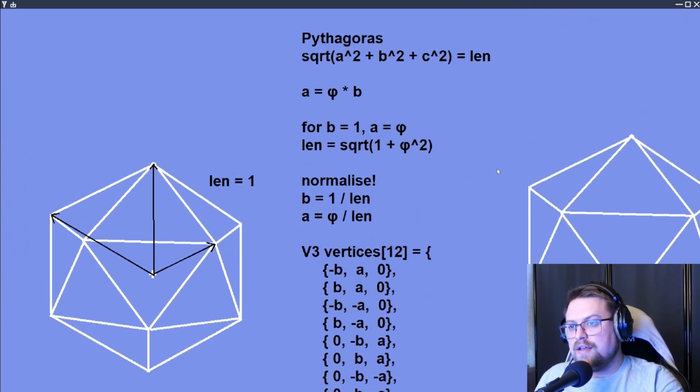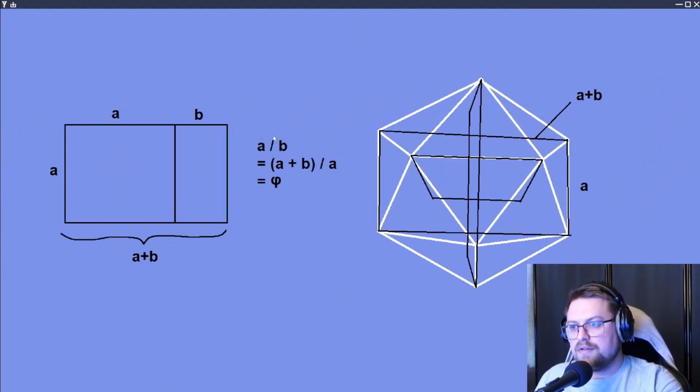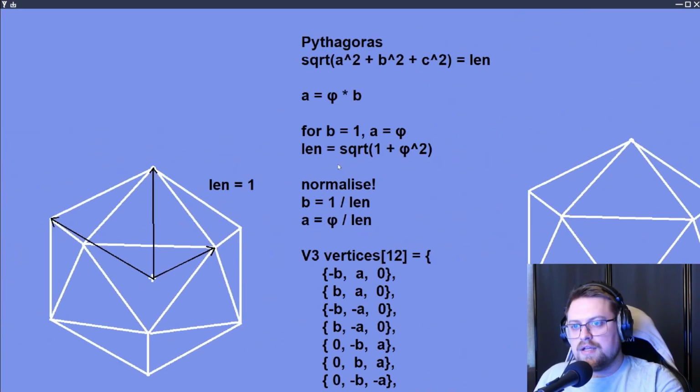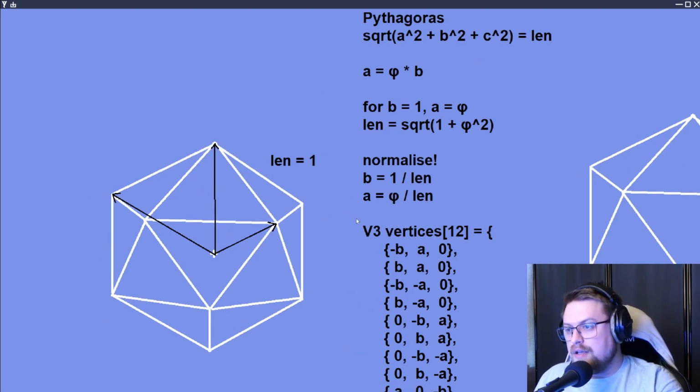And this length, if we are taking b equals 1, then we automatically get a equals phi because of this relationship over here. And then we can calculate the length as the square root of 1 squared plus the golden ratio squared. But then we want to normalize it, because all of these vertices, we want them to be at an equidistant length of 1 from the origin.